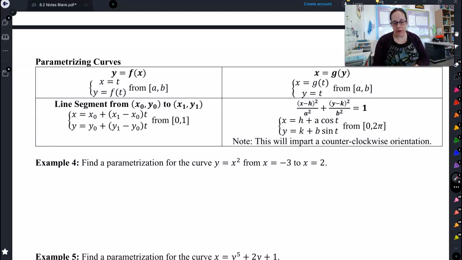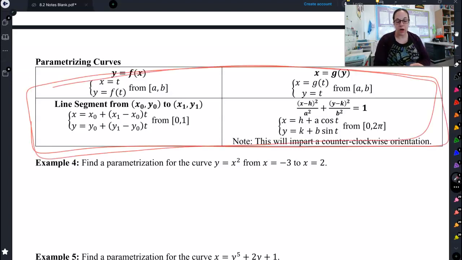Let's go the other way around. Let's take a regular equation like y equals x squared and turn it into a parametric equation. Now, these are the rules that you have to follow.